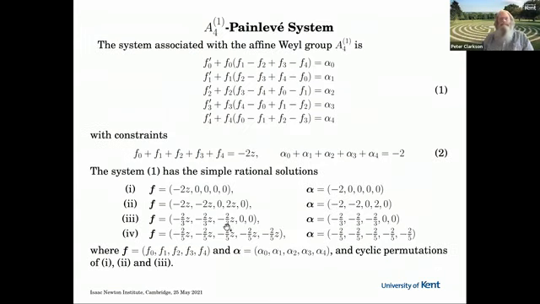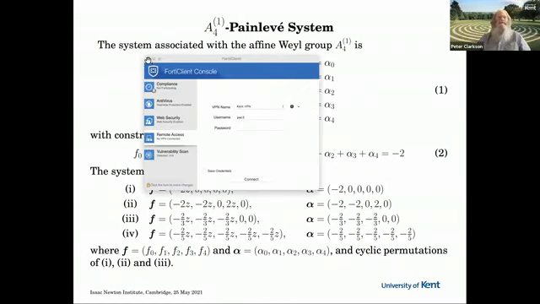And if we look at the first one in the hierarchy, the second one in the hierarchy, A41, so you've got this fifth order system with these two constraints. Then there are three sets of simple rational solutions. Numbers 1, 3, and 4 had been well known, but number 2, where you get minus 2z and 1 plus 2z, I don't think had been realized until quite recently. And you can get these with cyclic permutations.